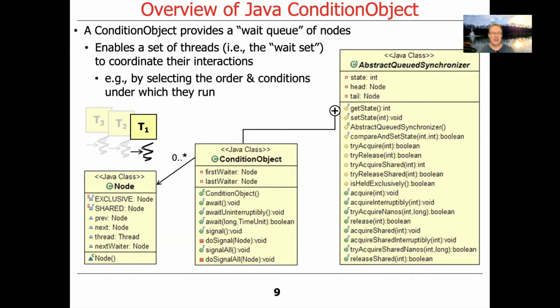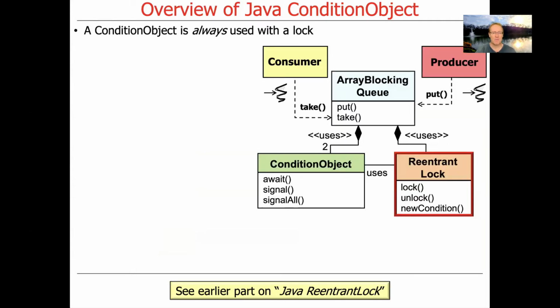The wait set and the condition objects are used to select the order and the conditions under which a given thread in the wait set will get its chance to go. In other words, when it will no longer be kept at bay, or no longer keep itself at bay, so it can make forward progress.